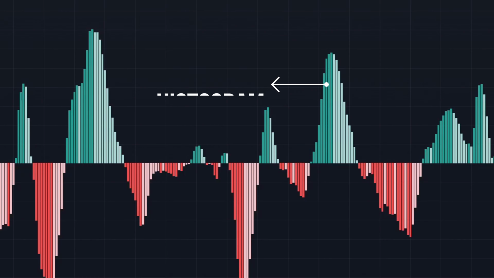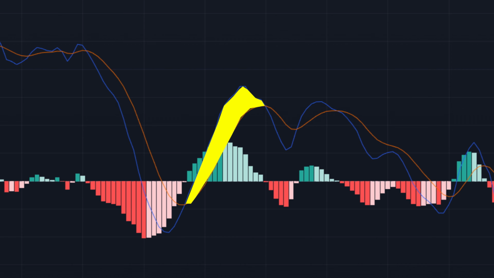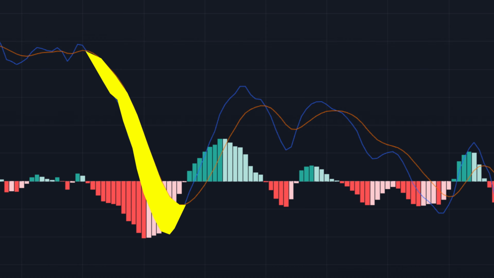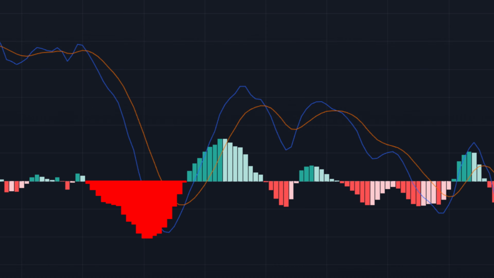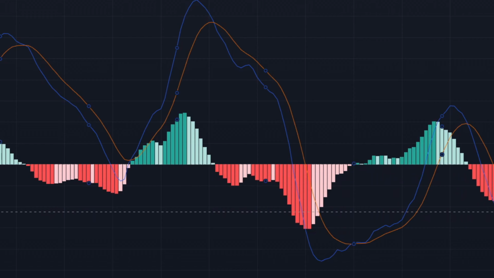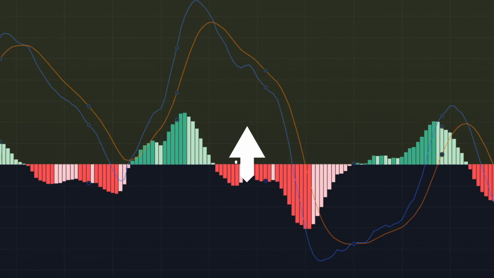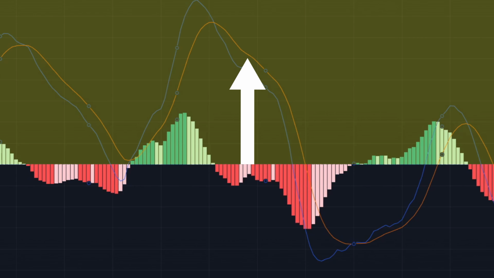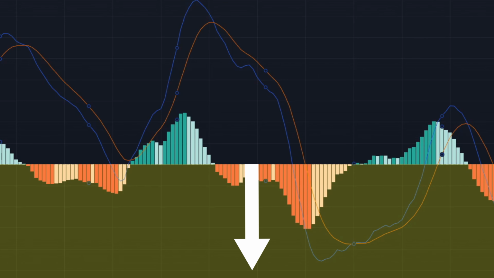The third component is the histogram. The histogram shows the distance between the MACD line and the signal line. When the histogram is growing, momentum is increasing. When it's shrinking, momentum is slowing down. The fourth component is the zero line. The zero line separates bullish momentum from bearish momentum. When MACD values are above zero, the market is generally bullish. When they are below zero, the market is generally bearish.